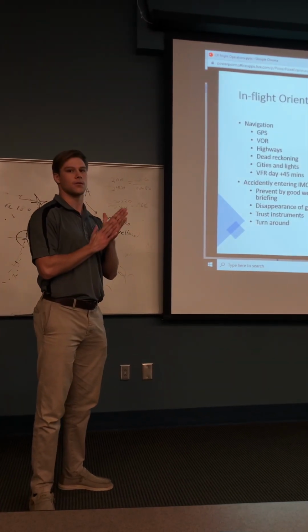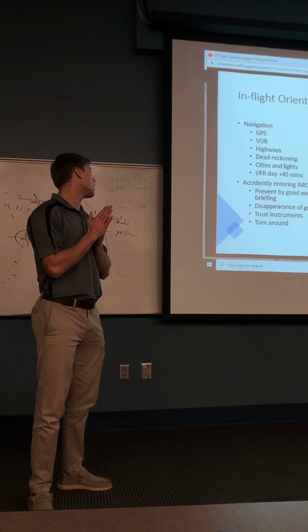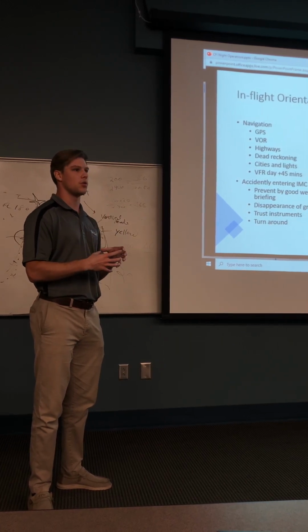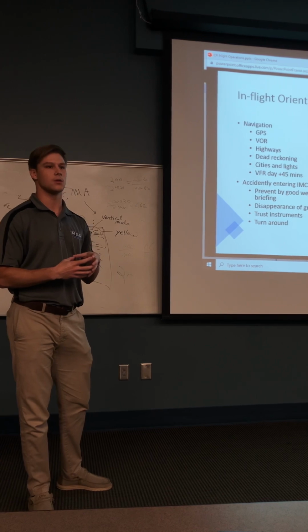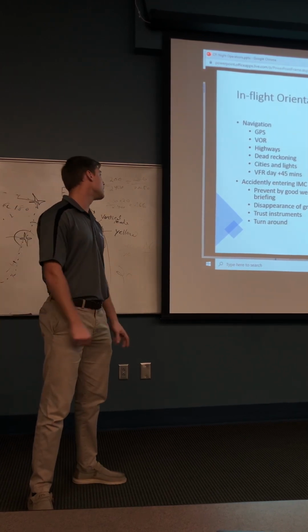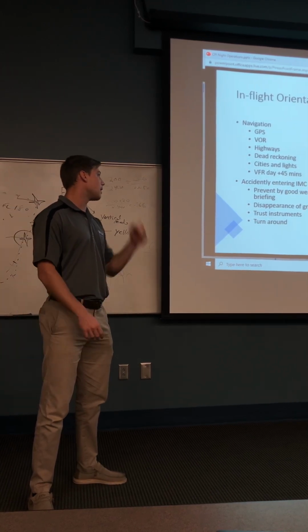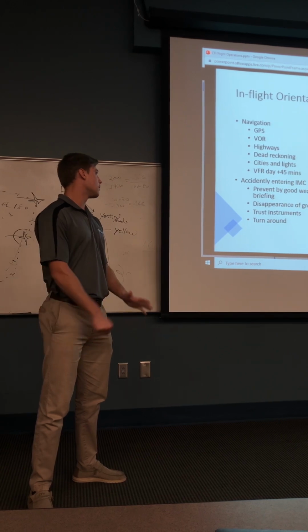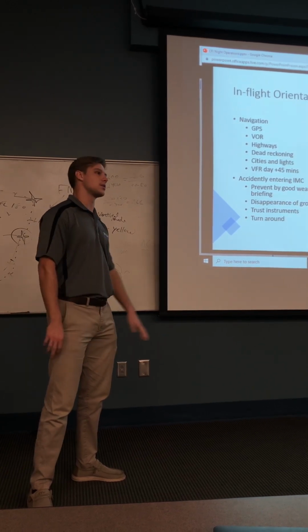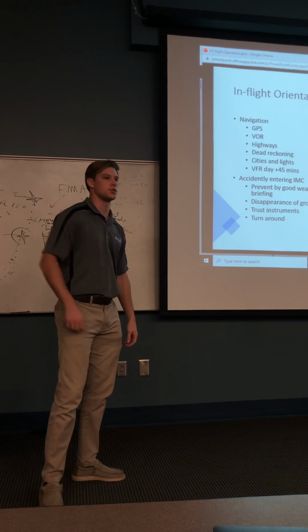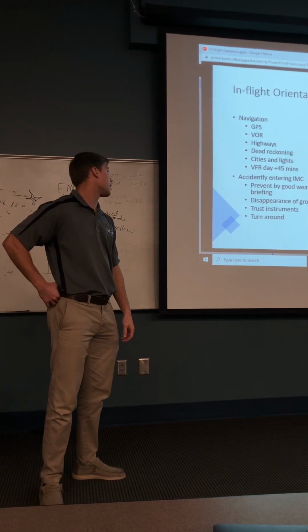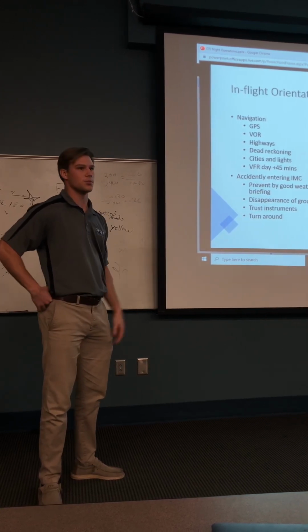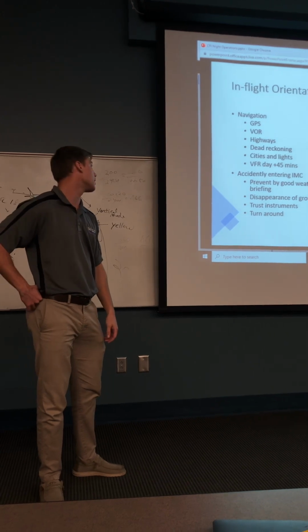Trying to make sure your times and stuff are right on the highway. Cities and lights on the sectional will be big, lit up in yellow, so they should be pretty easy to find. And you have to have enough fuel for VFR day plus 45 minutes. I think I put that wrong. I think that's supposed to say get to your destination plus 45 minutes on the VFR day.